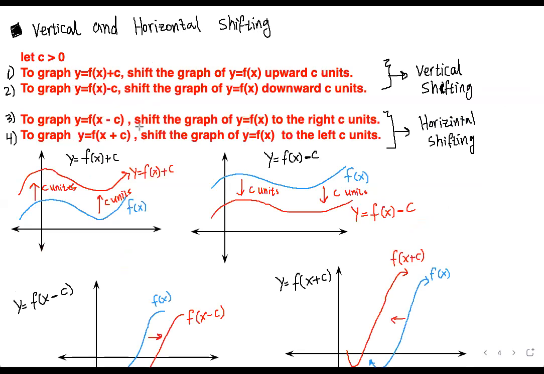Third one, thank you. So look to the third one, y equal f of x minus c. This means we have to shift the original function to the right c units. The original function in my example is O of x equal x square. I have to shift it 3 units to the right because c is 3.